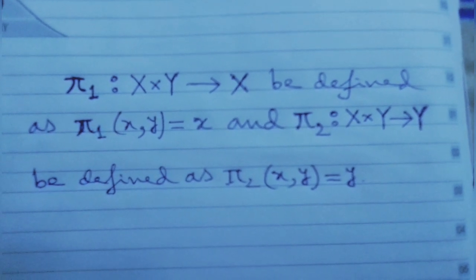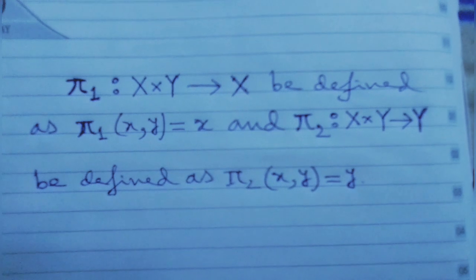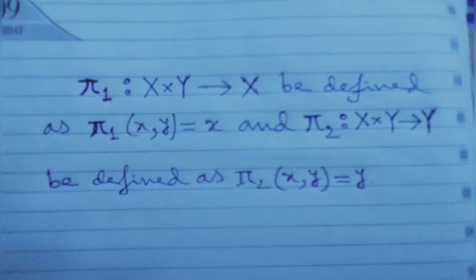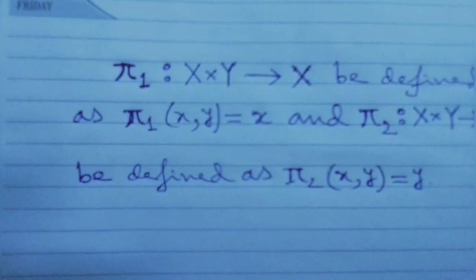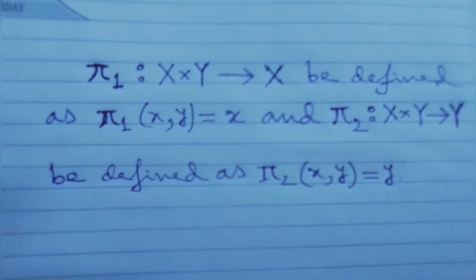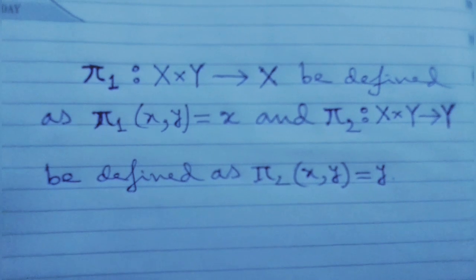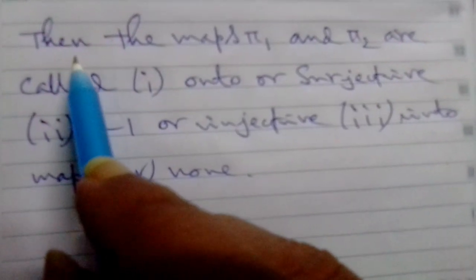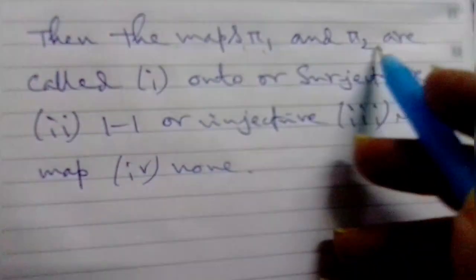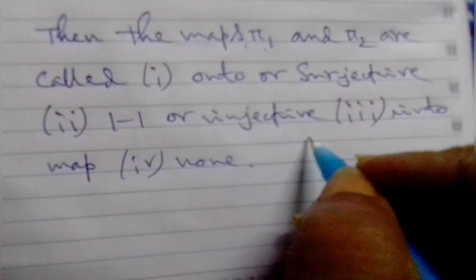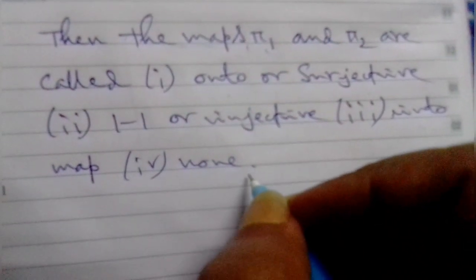At first, let's discuss: if π1 from X cross Y to X is defined as π1(x,y) = x, and π2 from X cross Y to Y is defined as π2(x,y) = y, then these maps π1 and π2 are called onto or surjective maps, or injective or into maps, or none of these. Then how to solve this?